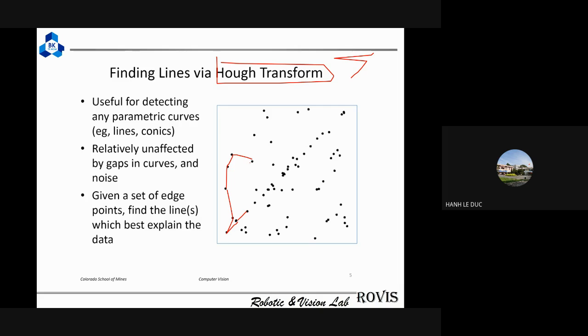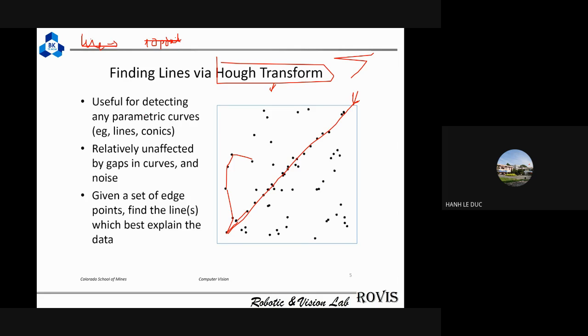They will try to connect, right? And the Hough transform will connect all the points. They will choose the line that goes through the biggest number of points. For example, we want to form a line in this image. The line must go through at least 10 points, right? So the Hough transform will help you to do it.